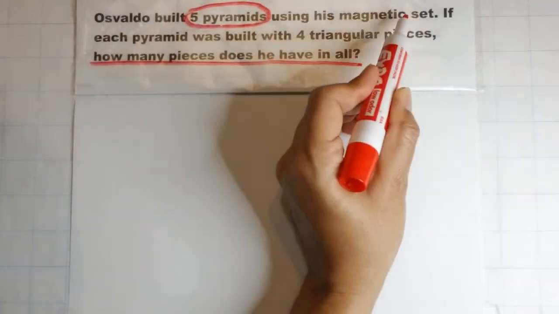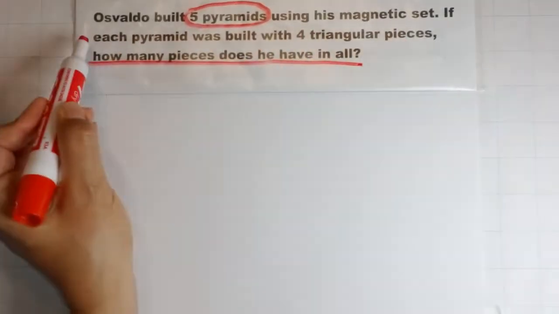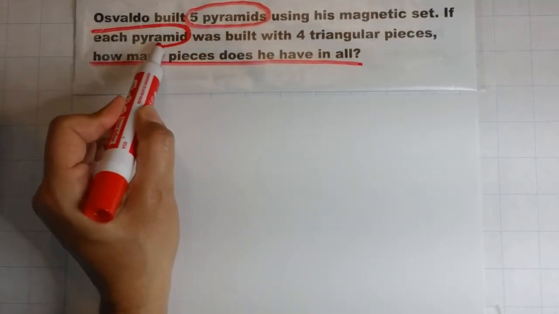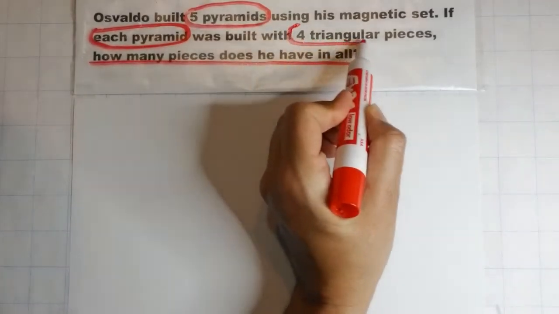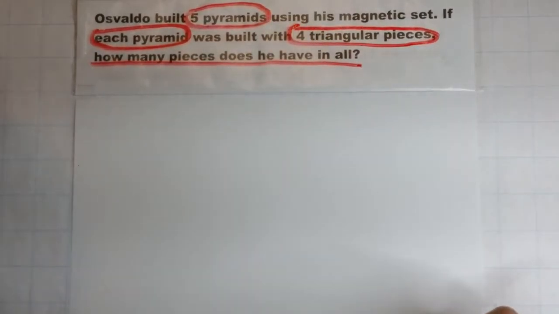Using his magnetic set, if each pyramid was built with 4 triangular pieces, so this is telling me that each pyramid has 4 triangular pieces. Now, using this information, I'm going to answer the question and I'm going to leave a blank because I don't know yet what's the answer.